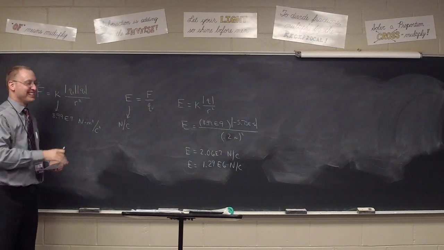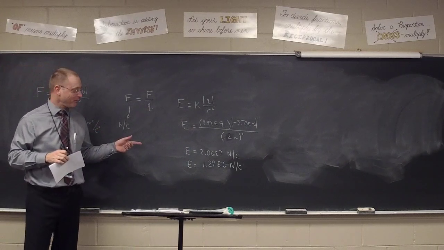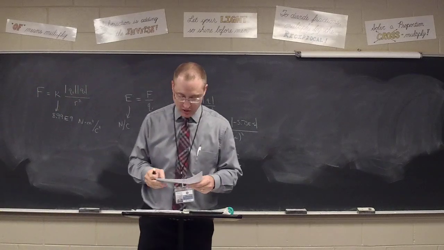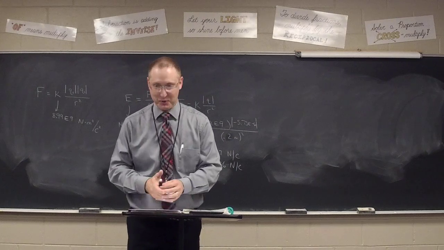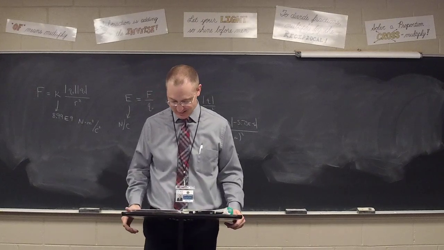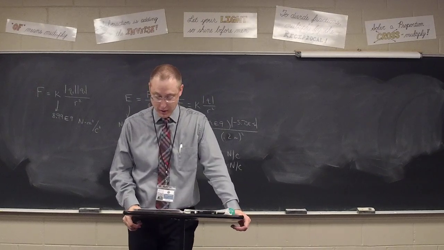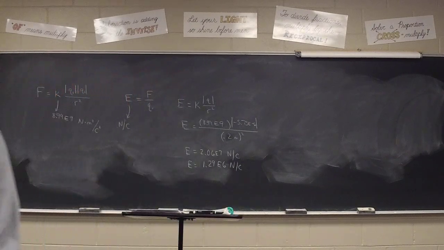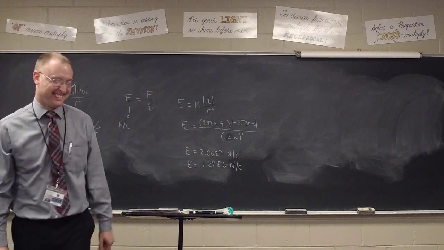Questions on this? All right. So make sure we don't forget to square. Look at the second problem here, and Kendall, read this for us. Two positively charged particles are 10 centimeters apart. If their charges are 9.31 e-6 and 4.58 e-7 respectively, find the force of repulsion between the particles.